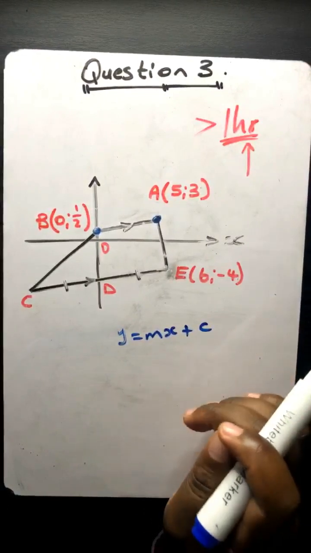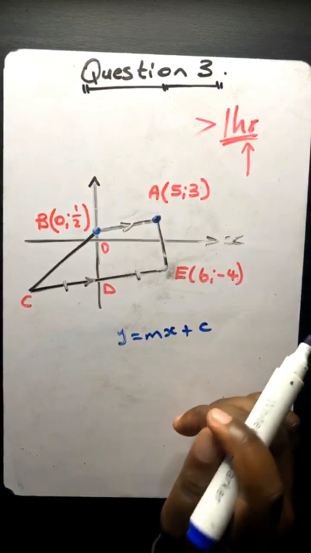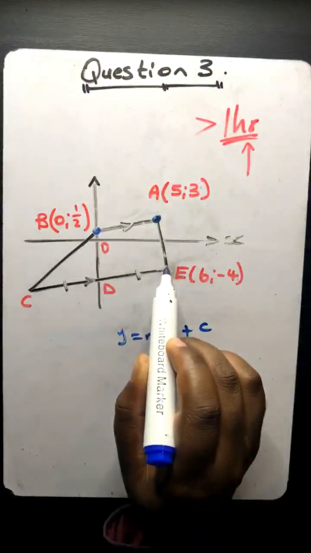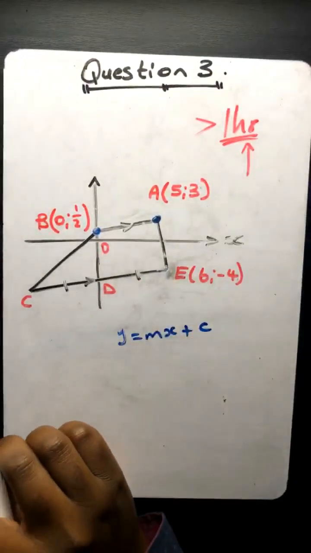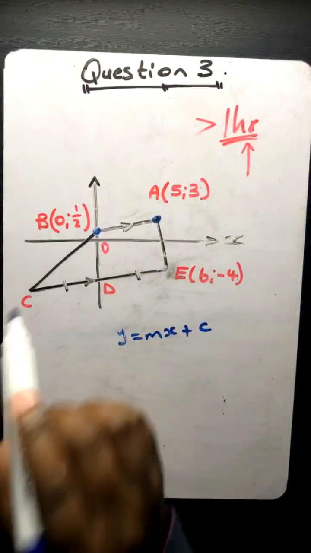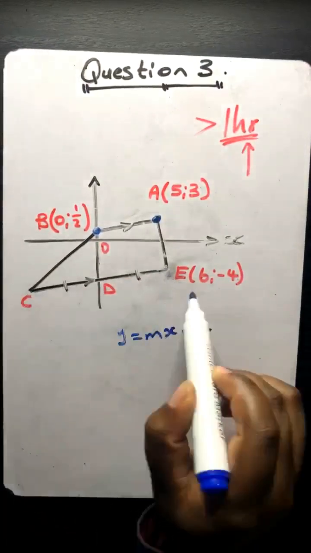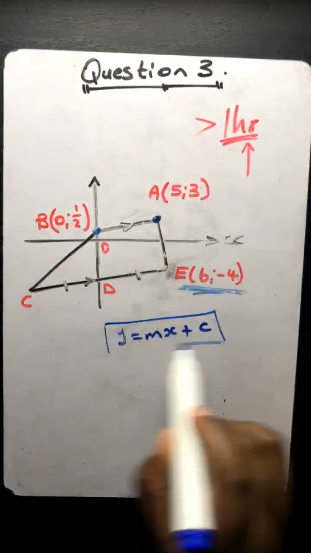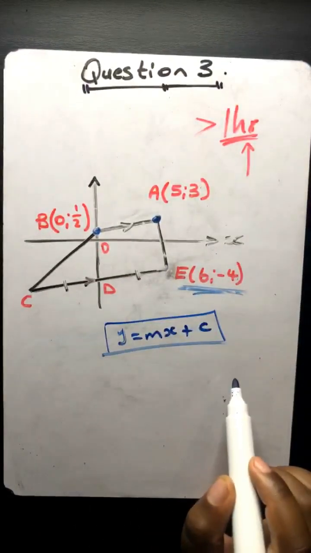Now, next question. They are talking about C and E. Hey, seems like there's going to be a problem there. What do I know about line C? I only know that. And I know that to determine an equation of a straight line, I need two things.